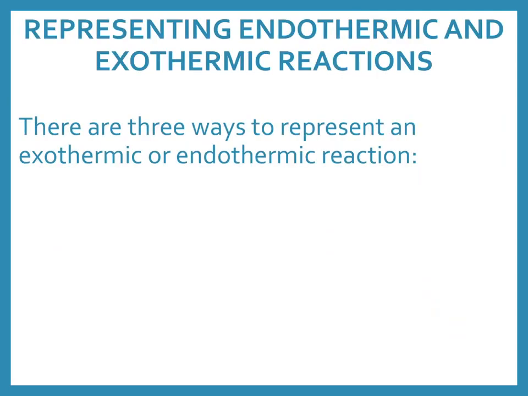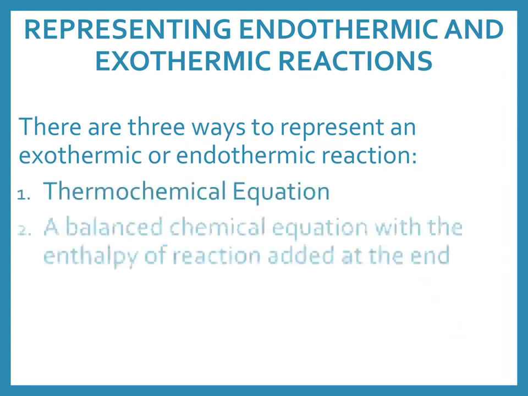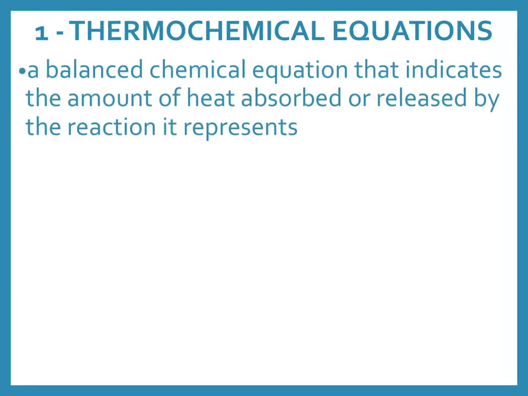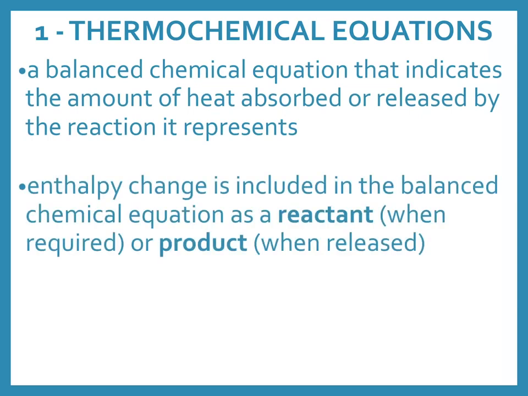There are three different ways that we can represent whether a reaction is endothermic or exothermic. The first way is through a thermochemical equation. The second way is through a balanced chemical equation with the enthalpy given at the end. And the third is through enthalpy diagrams. A thermochemical equation just gives a balanced equation and then has the heat that is either absorbed or released as a reactant or a product. If it's endothermic and heat is required, then it's going to be written as a reactant. And if it's exothermic and heat is released, then that will be written as a product.